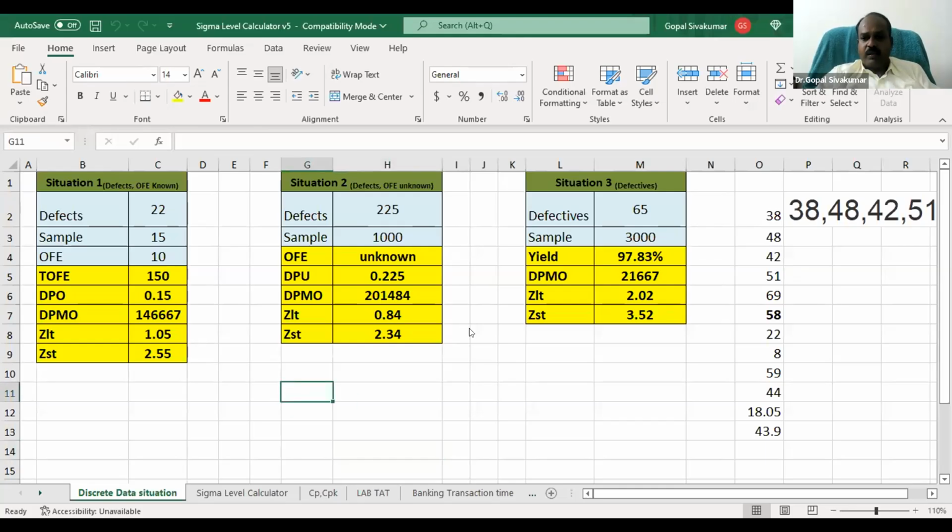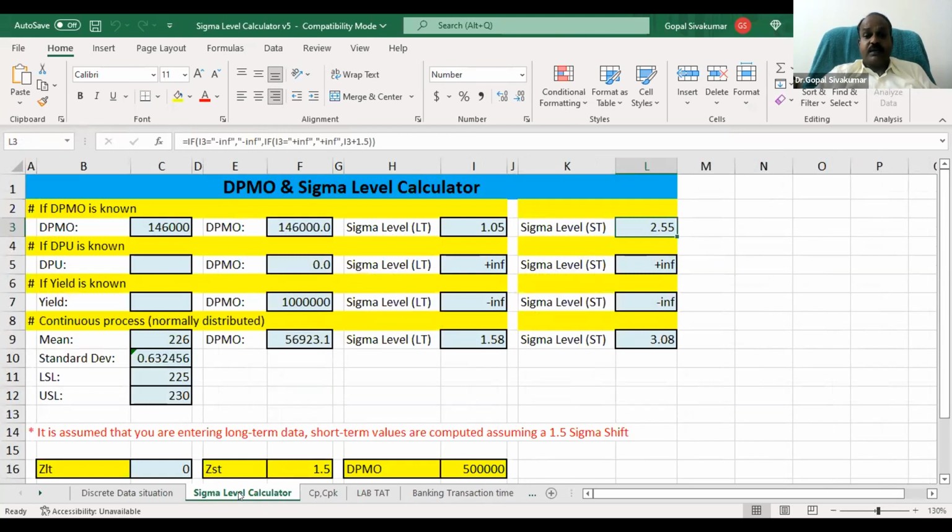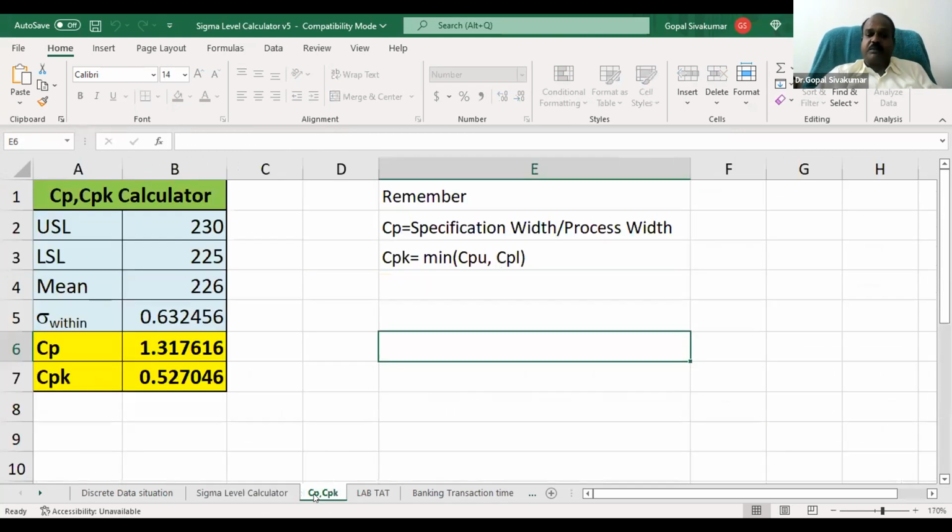Now I'm sharing the Excel. Can you all please confirm whether my Excel is visible to you? See here, first sheet, discrete data situation. Second sheet, sigma level calculator. Third sheet, CP CPK. We need to work here.